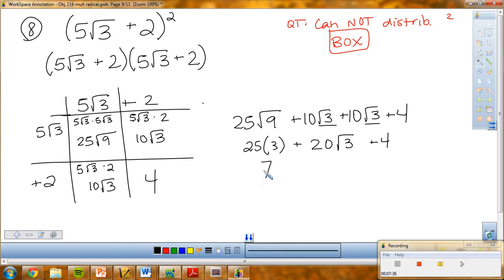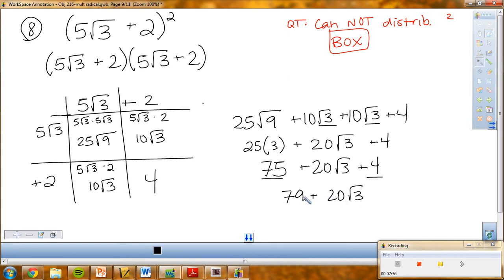25 times 3 is 75, so 20 the square root of 3 plus 4. And now again I have like terms, so I can combine 75 plus 4 to be 79 plus 20 the square root of 3. So this is definitely the trickiest example of all of these types of problems, because you have to remember not to distribute.